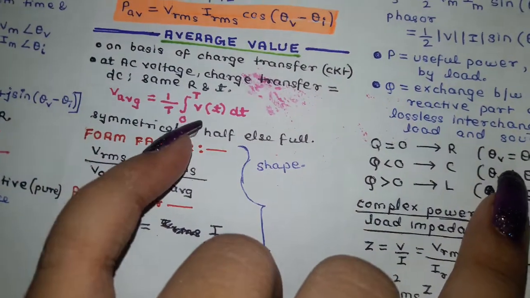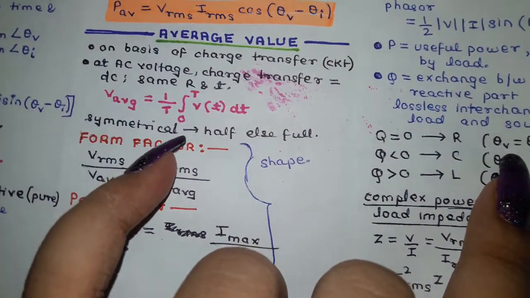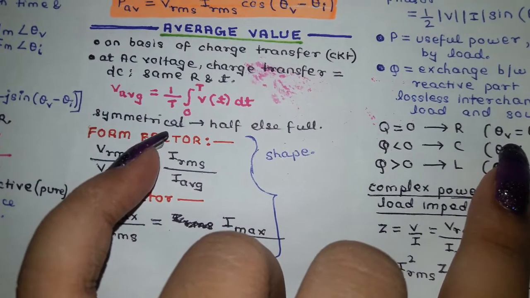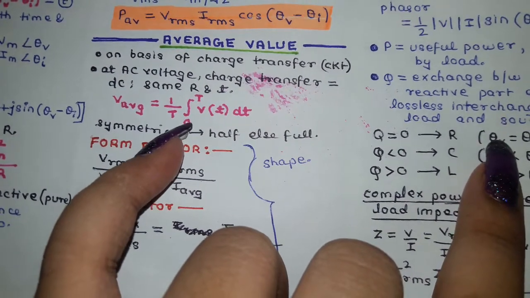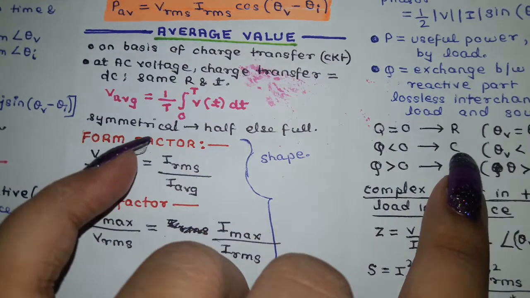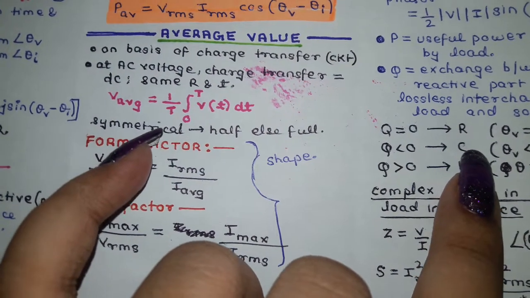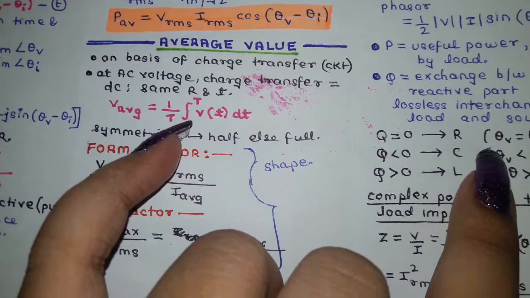And when it comes to integration, okay, if the waveform is symmetrical in nature, you are going to integrate to the half value of the waveform. If the waveform is not symmetrical, you are going to integrate to the full value.